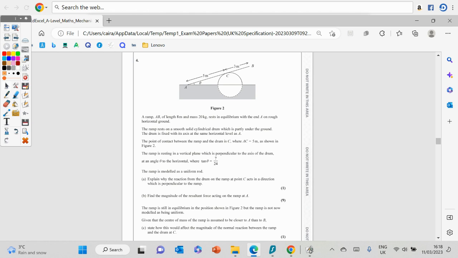Now, it's just a state, so you don't have to give a full explanation on this. But quite simply, if I moved the centre of mass further down, then it's not going to tilt as far, so it's just going to quite simply decrease.